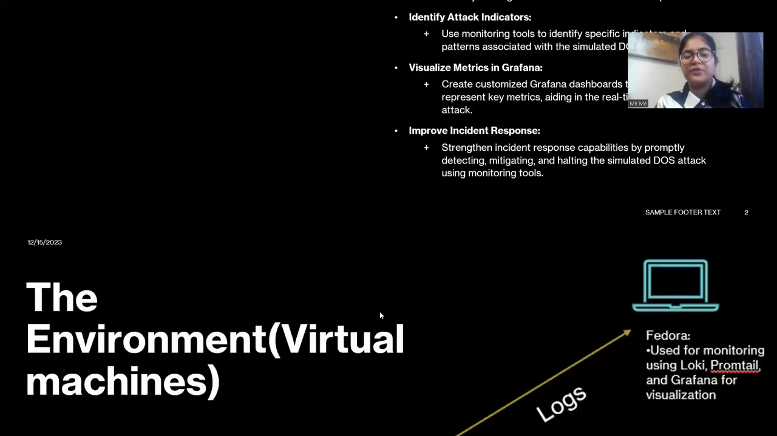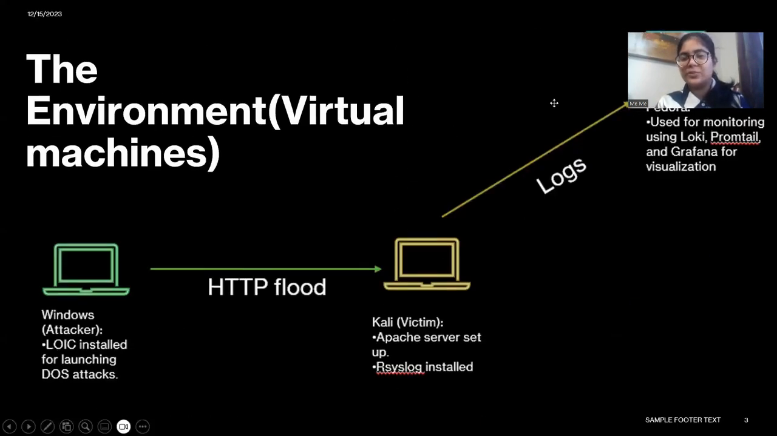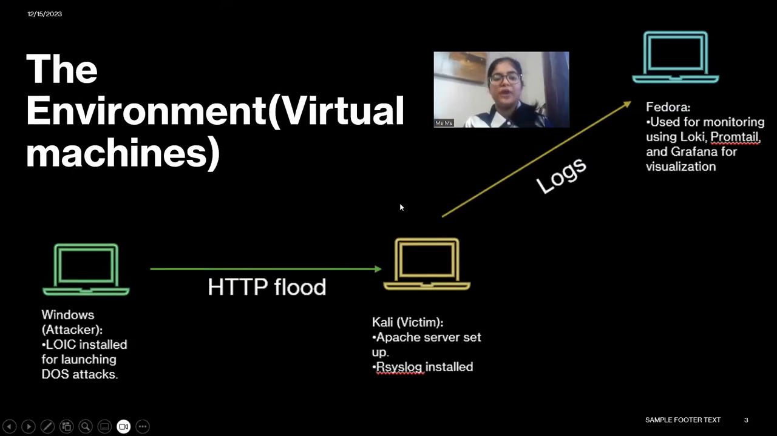So moving further, the lab setup. So I'll just move that right here. So as you can see, we have three machines set up. The first one would be Windows. So LOIC is installed. LOIC is a very simple tool that we can use to launch a DOS attack. So here we'll be using HTTP flood. So we'll be flooding HTTP packets to our victim machine, which is Kali.